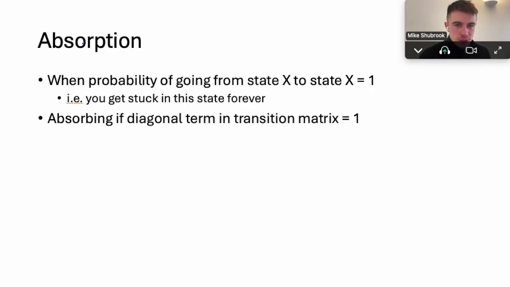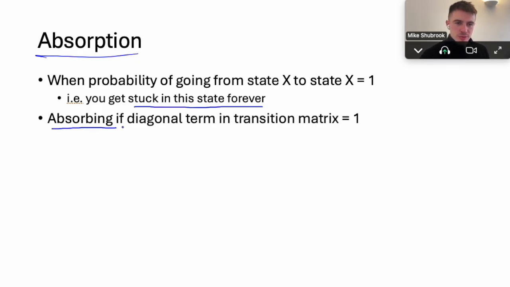So now let's talk about the property called absorption. An absorbing state in a Markov chain is one for which there's no probability of leaving that state. So what it means is that if I'm in that state, the probability of me going back to that state at the next time step is 100%. So if we reach one of these states, we get stuck in it forever, which is why we use the term absorbing. We get absorbed into this state.